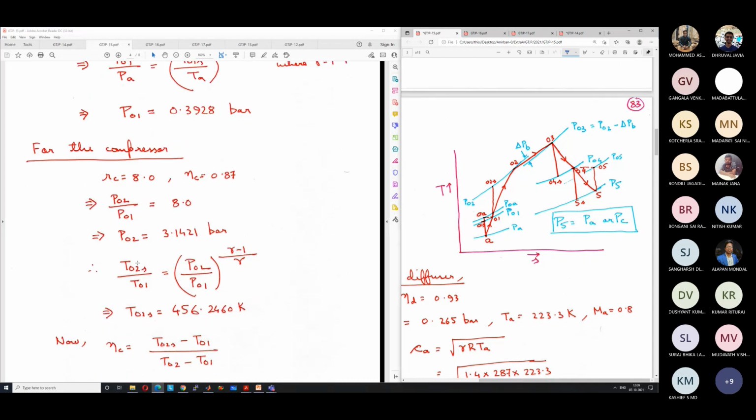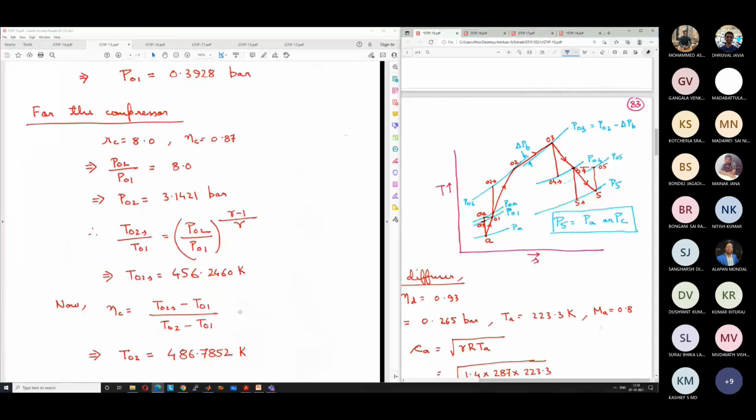And so P02S is also the same as P02, right? So T02S by T01 is equal to P02 by P01 to the power gamma minus 1 by gamma. Gamma is 1.4. For the compressor also, air is the working fluid. So this gives us T02S as 456.246 Kelvin. And using the isentropic efficiency of the compressor, which is given as 87%, we find T02, which is 486.7852 Kelvin. This is the compressor outlet temperature, the inlet temperature to the combustion chamber.